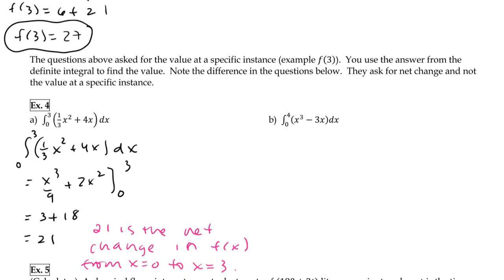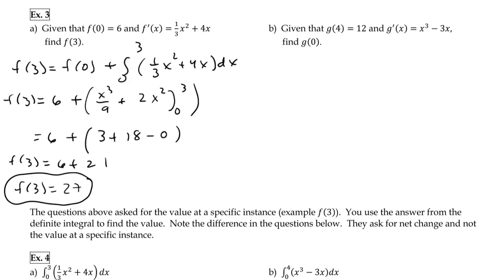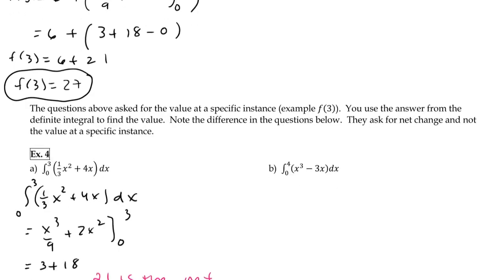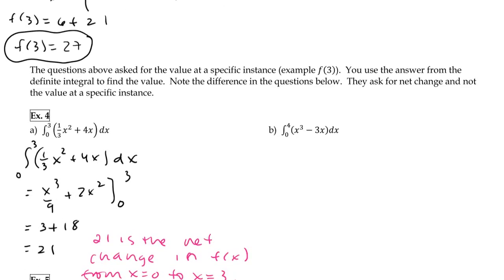Okay, so what we just did, again, I'm not focusing on this. Notice how fast I went through this. You guys are integration experts. What I need you to do is interpret what this 21 is. You found out the net change in f, and I'm saying f because f prime's above, from 0 to 3.